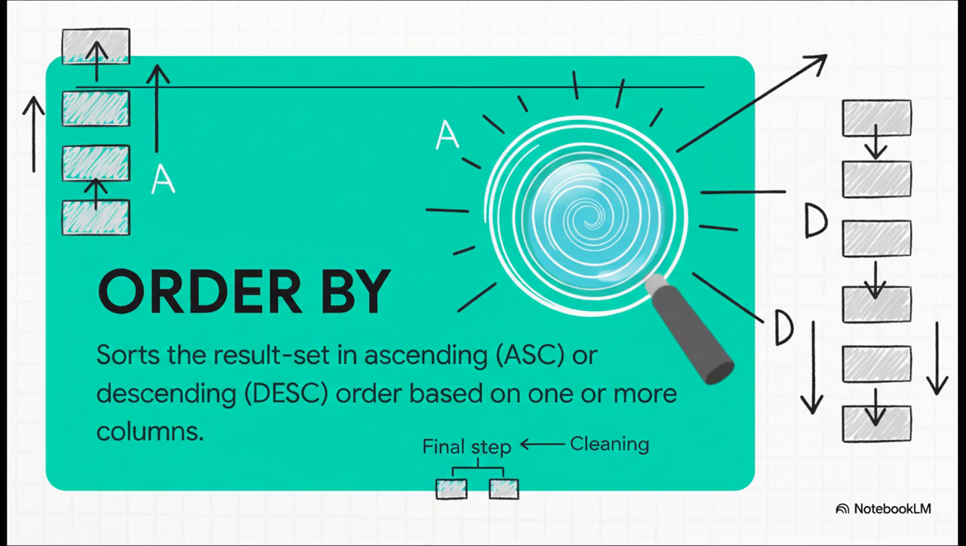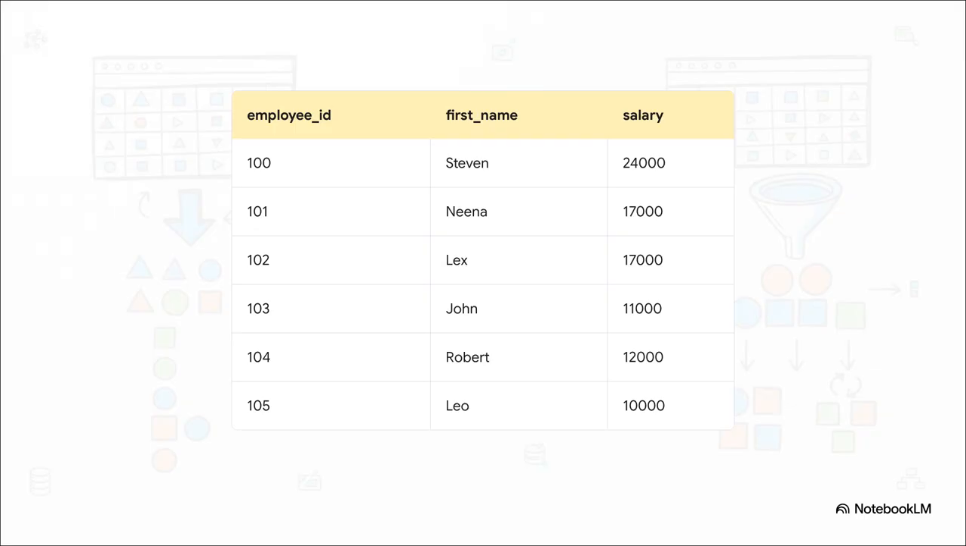Super simple. So check this out. Here's a typical employee table. All the data's there, but the rows are in, well, some random order. If your boss asks, hey, who are our top 3 earners, you'd have to scan the whole list with your eyes. Not very efficient, right? And boom, with one simple line, ORDER BY salary DESC, the whole table is instantly more useful. Steven, our top earner, is sitting right there at the top.